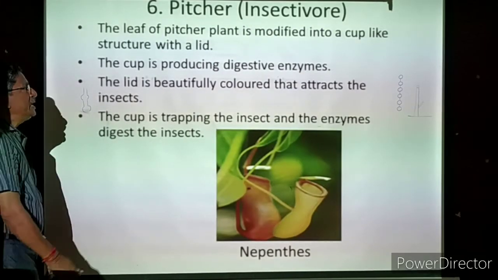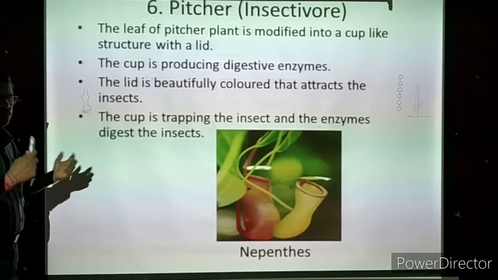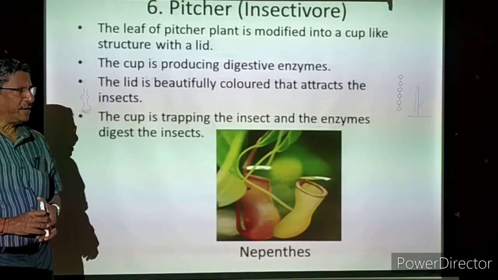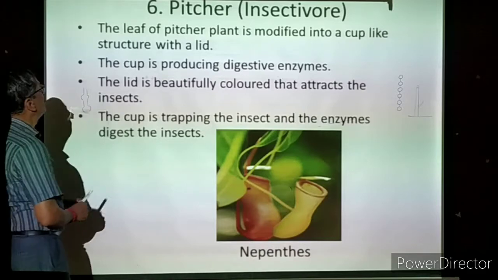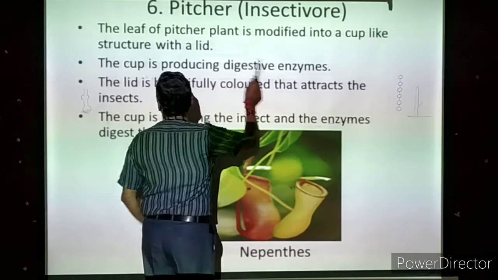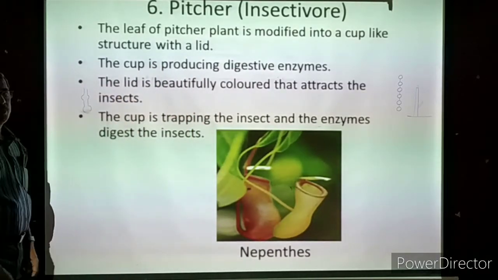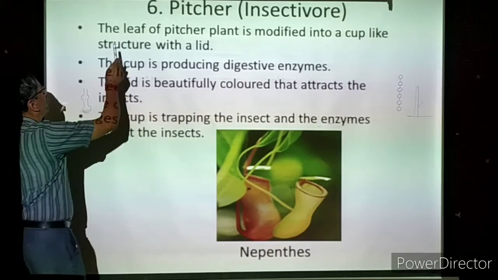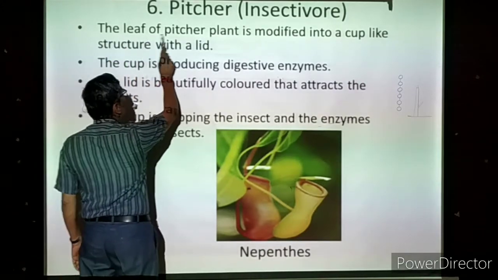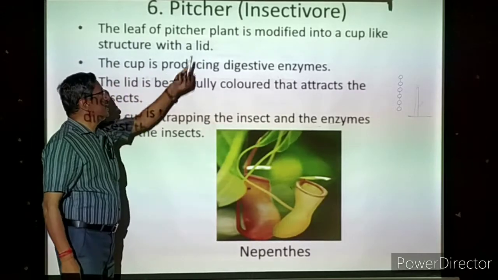Now, we are coming to insectivorous plants. Picture. Now, this is a peculiar one. Only in some forest we can find this. The leaf of the pitcher plant is modified into a cup-like structure with a lid. See that? Not the full lamina. Part of the leaf of the pitcher plant is modified into a cup-like structure with a lid.